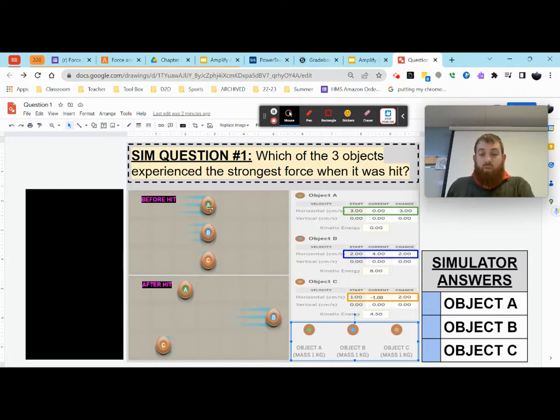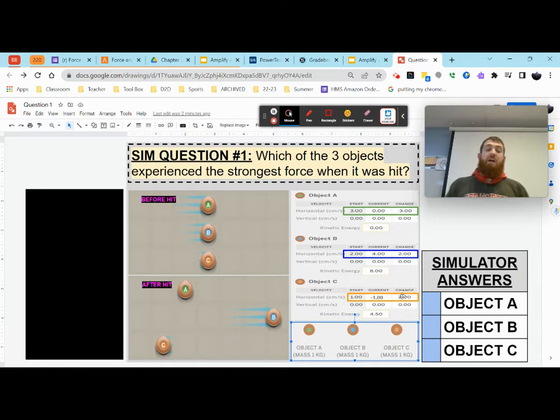So each of our objects went through a velocity change. Object A went from 3 to 0, so it changed by 3. Object B went from 2 to 4, so it changed by 2. And object C went from 1 to -1, so it changed by 2.